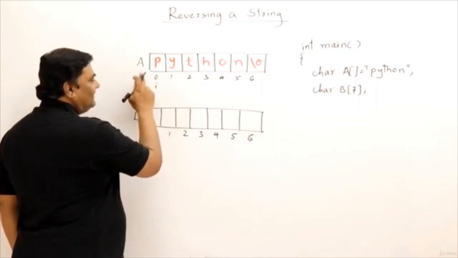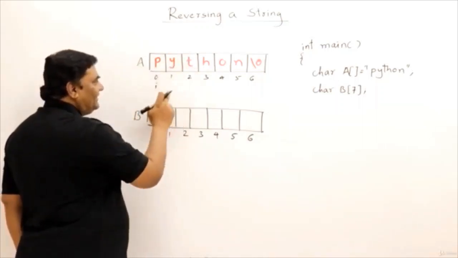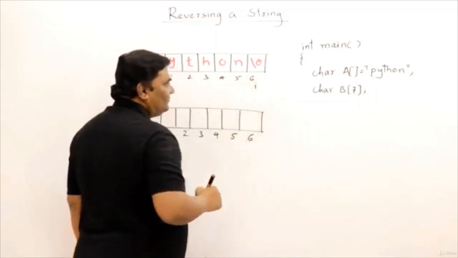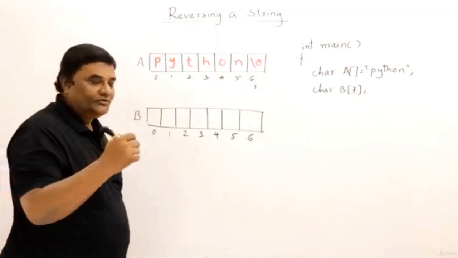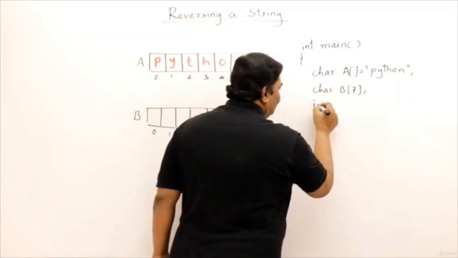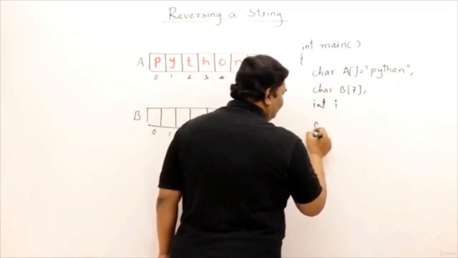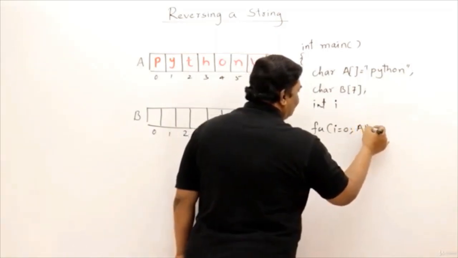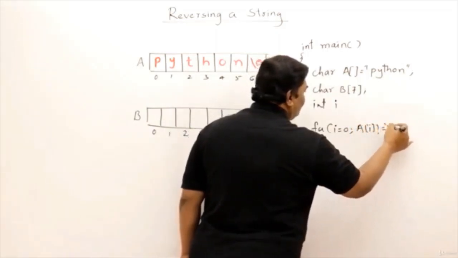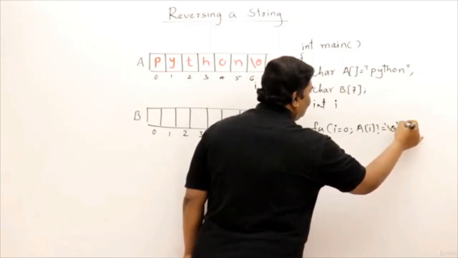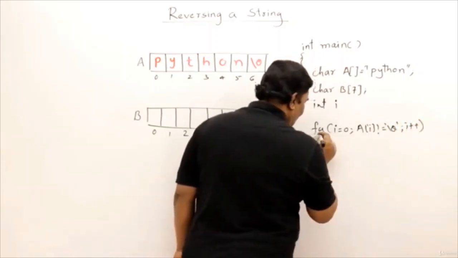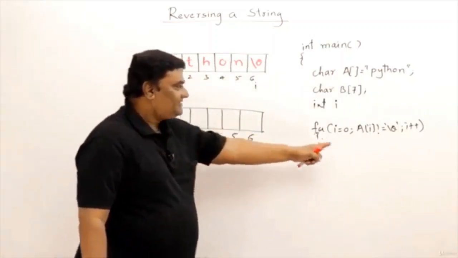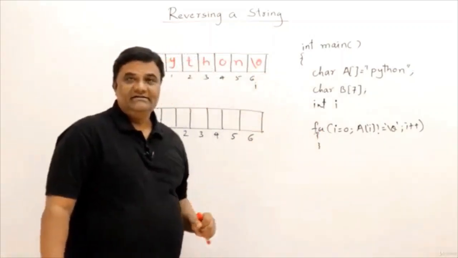I will take I as an index upon an array, and I will go on moving this I until I reach \0. So we know very well how to do this. I'll take some variable I, and for I assign 0 and A of I is not equal to \0, I plus plus. No need of anything inside, just empty brackets. So this I will be stopping at the last null character.